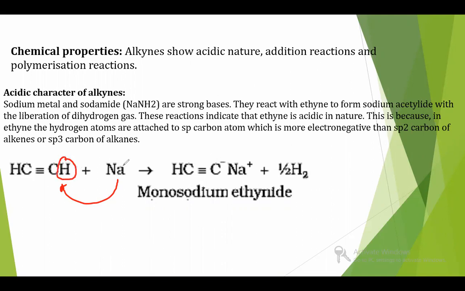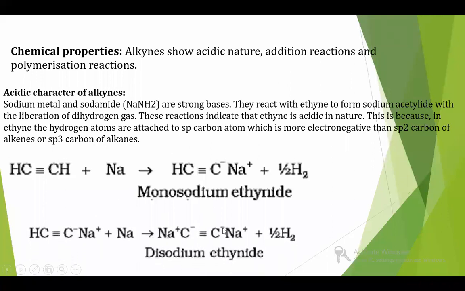So this hydrogen will be replaced by sodium. Hydrogen gets eliminated, forming HC triple bond C with Na, a single sodium compound, monosodium ethynide, with half of H2 hydrogen released. Then this product is treated again with sodium, and we get disodium ethynide.